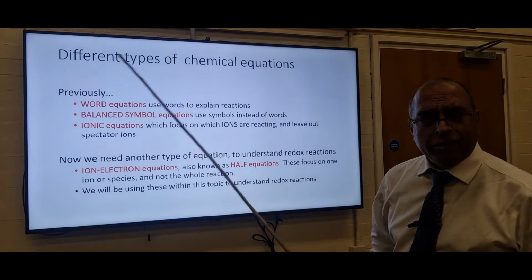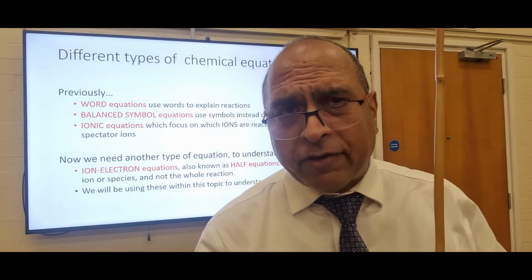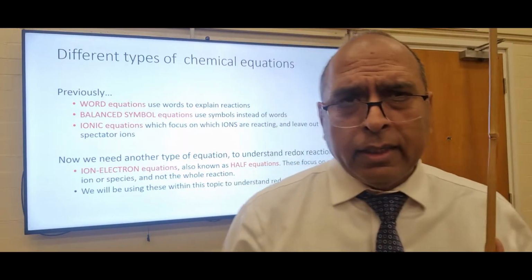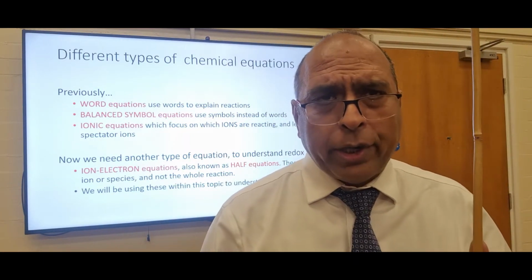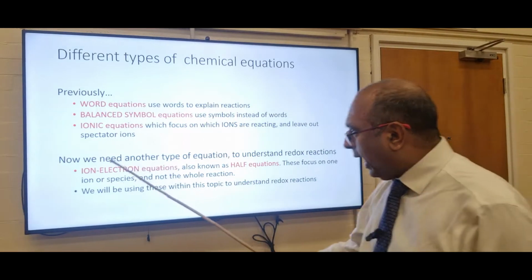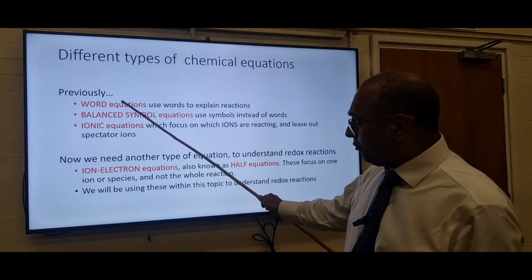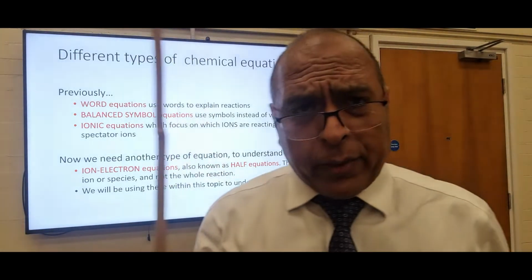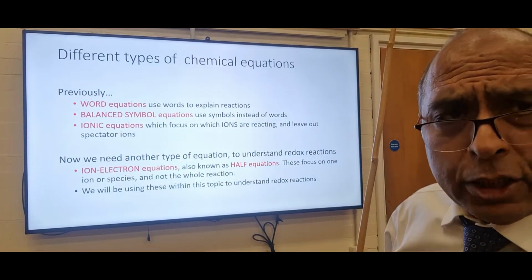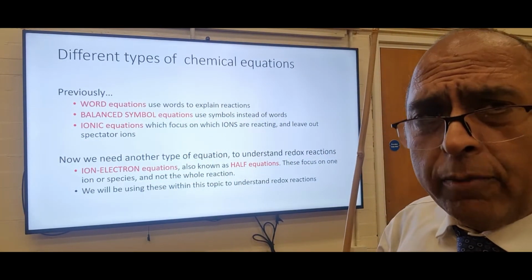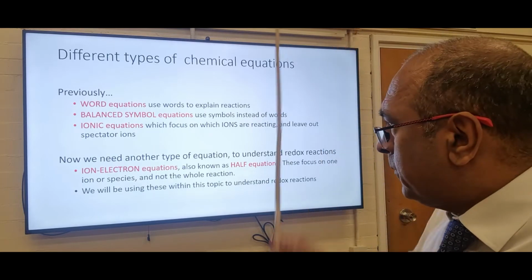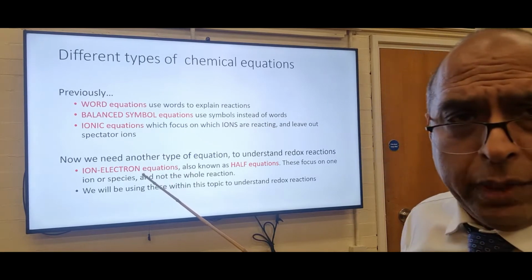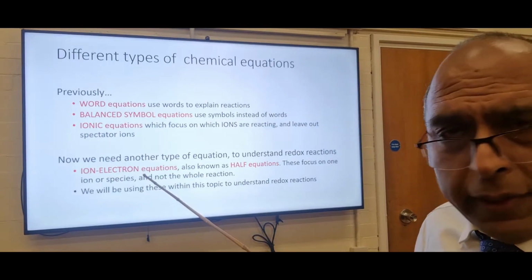So different types of equations, whether we use words or symbols, symbol equations or balanced symbol equations. Well, in this section, we're going to introduce a new one called an ion electron equation. Those three, word equations, balanced symbol equations, and indeed ionic equations, where we eliminate spectator ions, we've come across in the past, and you should be familiar with those. But now we're going to deal with ion electron equations.